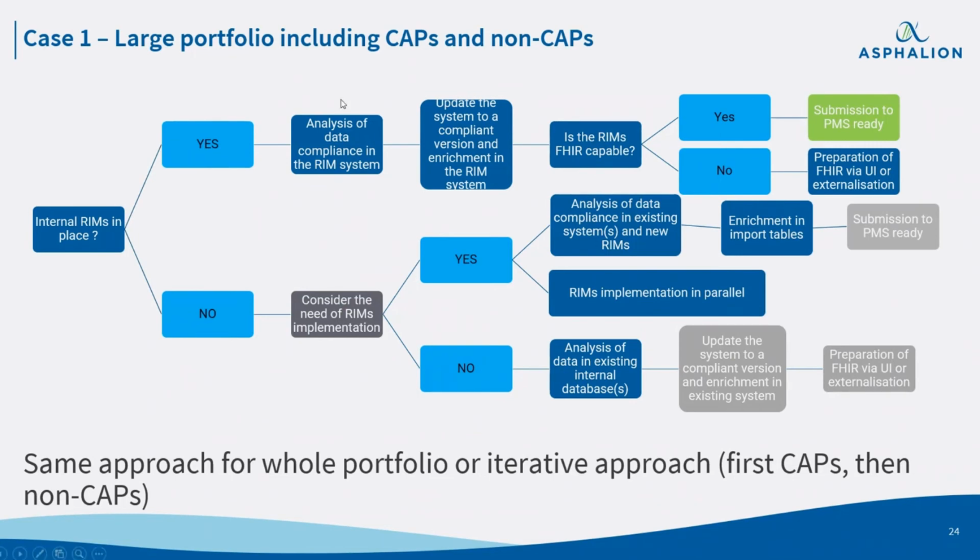And when we have this tree of questions, then the first one would be: we're this company with a large portfolio, we already have a RIM in place. So it's not that you have a RIM and that's it, you're ready to go. You have to actually make an analysis of the information you have in there.